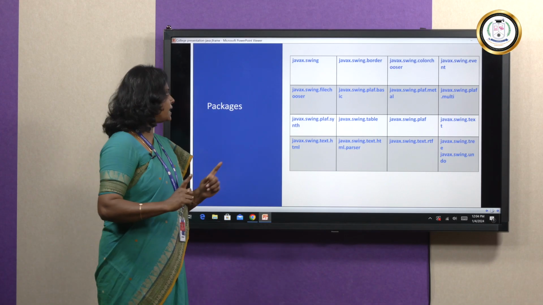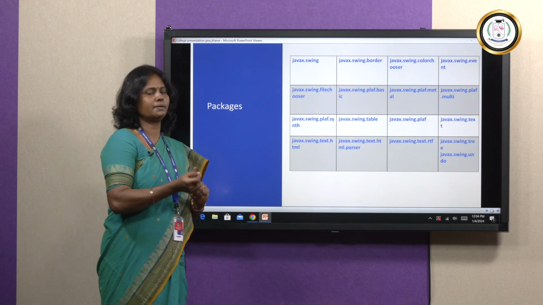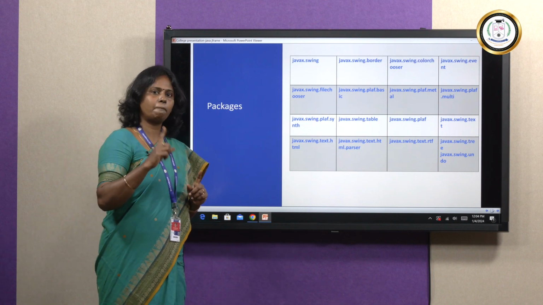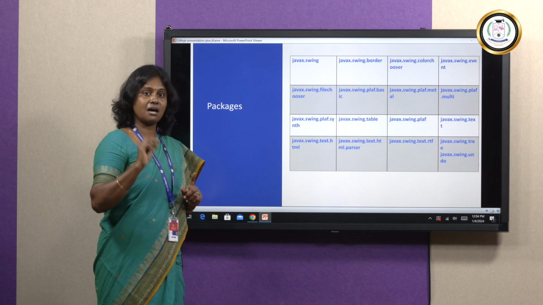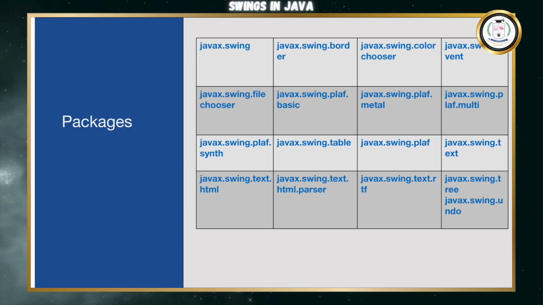But what is the main package here? Javax.swing. Normally in AWT we use the package java.awt. But in Swing, what is the package? Javax.swing. Okay.